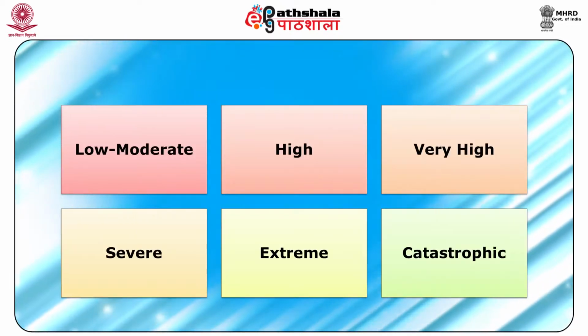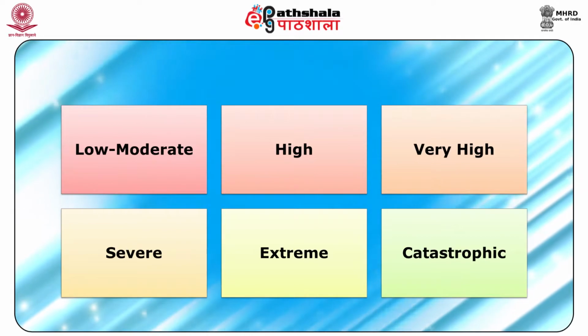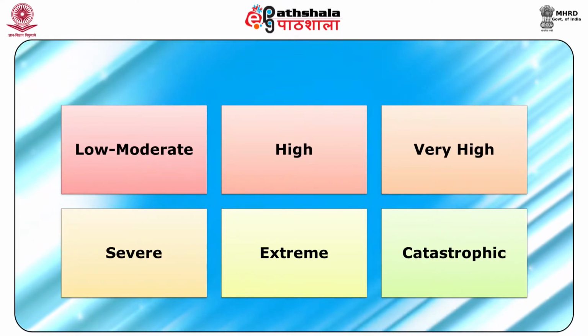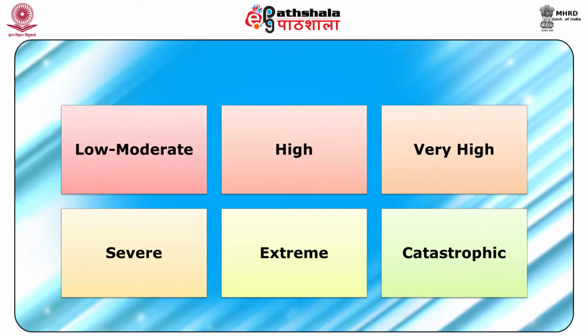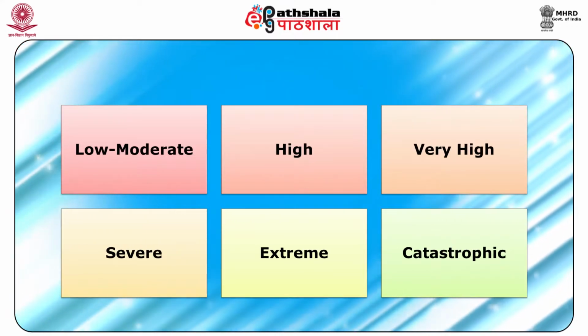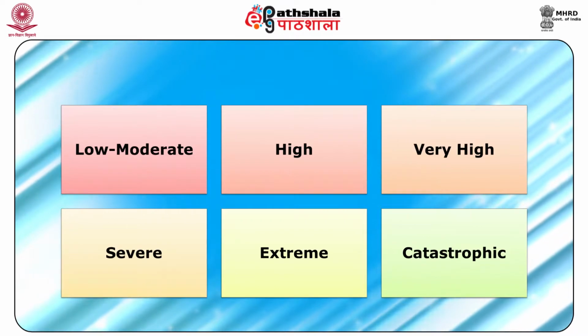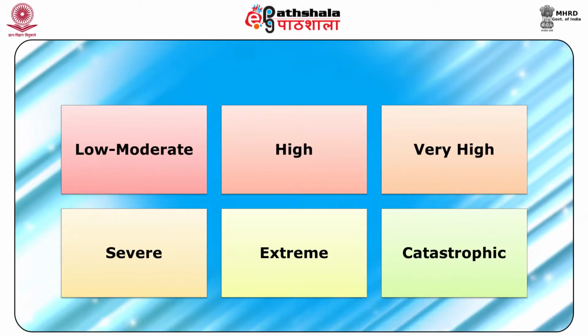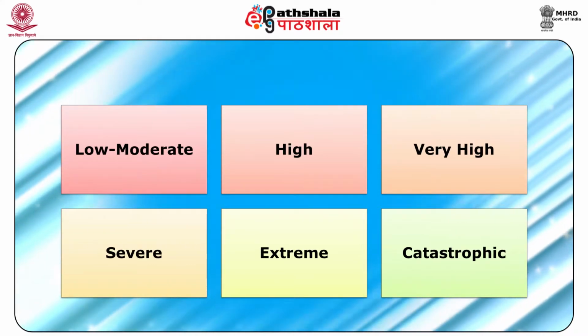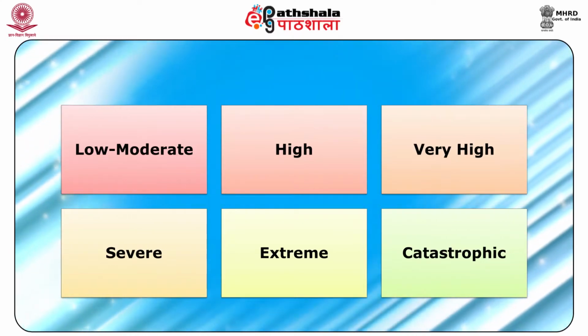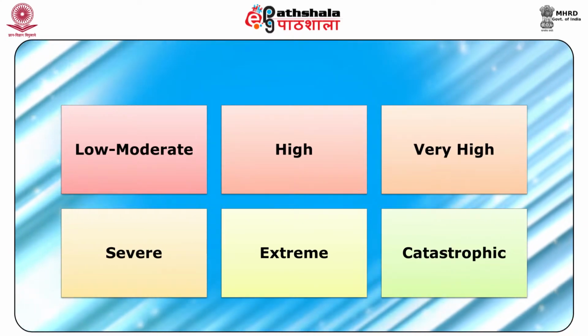And when you are detecting and noting down the temperature of the fire scene, you can put them in the category as shown in this graphic or visual. That is, whether the temperature there is low to moderate, or it is high, or it is very high, or severe, or extreme, or catastrophic. So, this is how you can notice the behavior of fire.